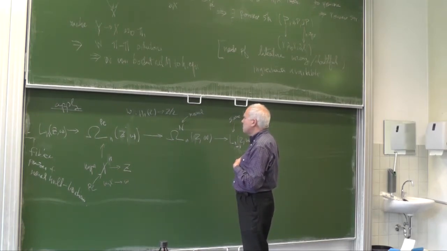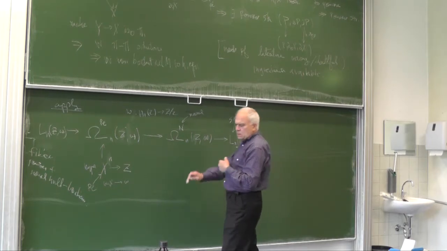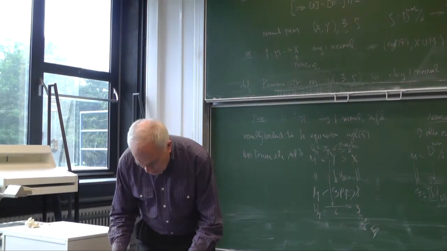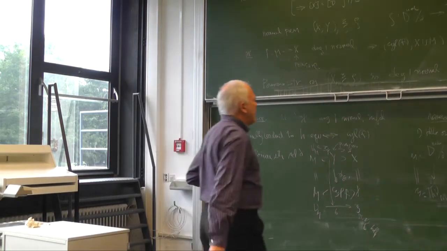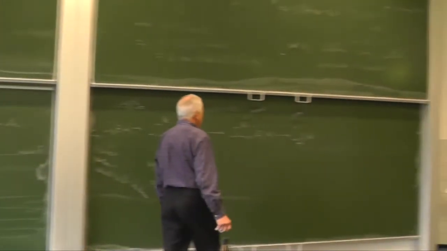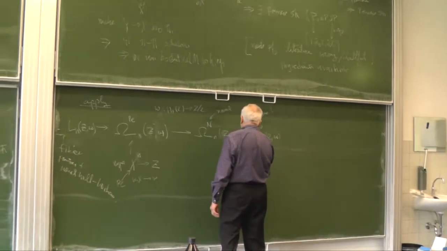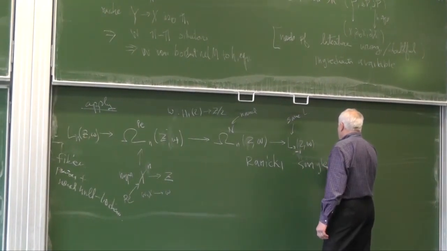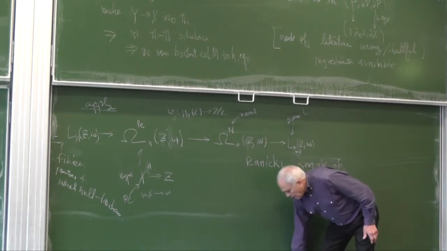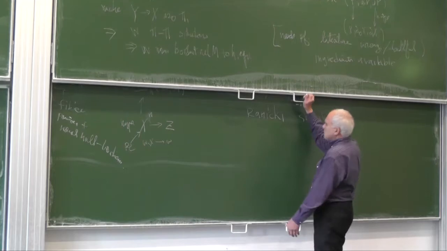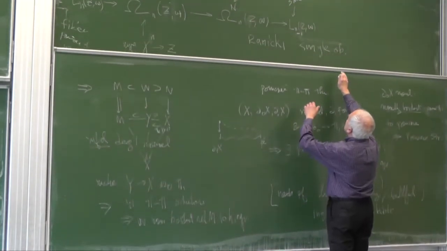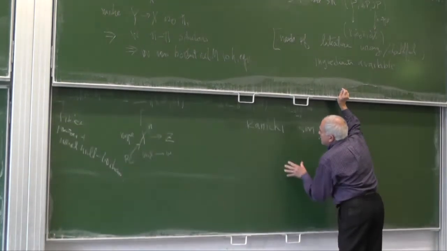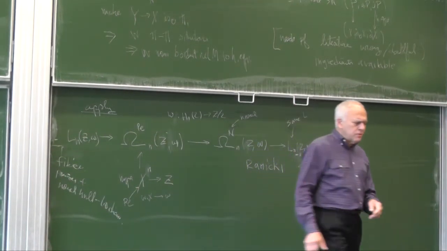Well, now let's see. There are all kinds of stories that go off from here, but I don't want to get taken too far afield. So what I want to do is do the Ranicki single obstruction. And it's quite easy to describe in these terms.